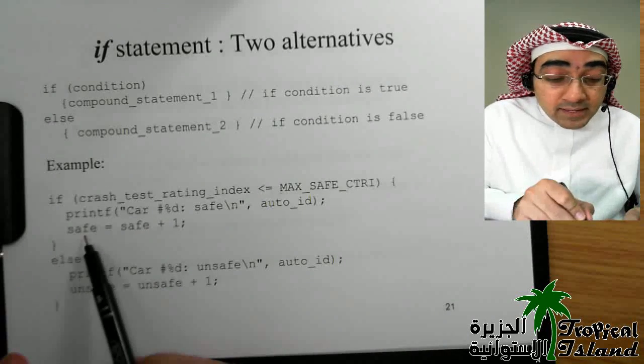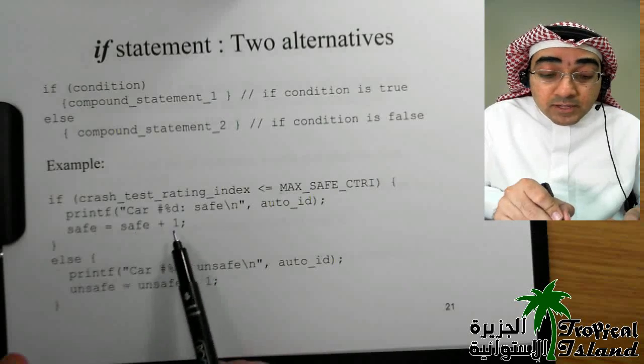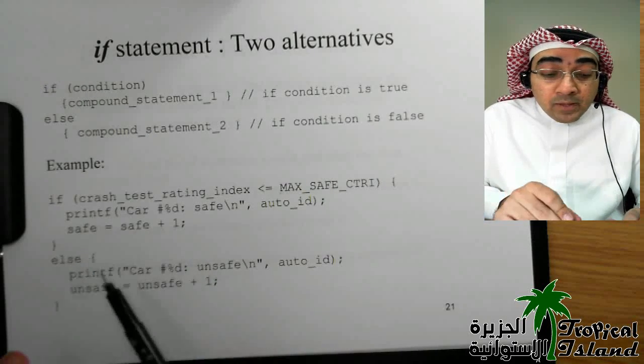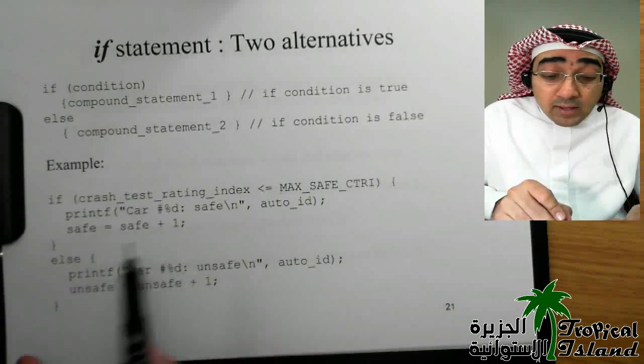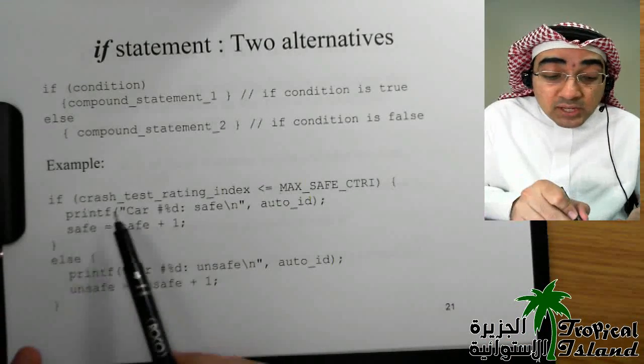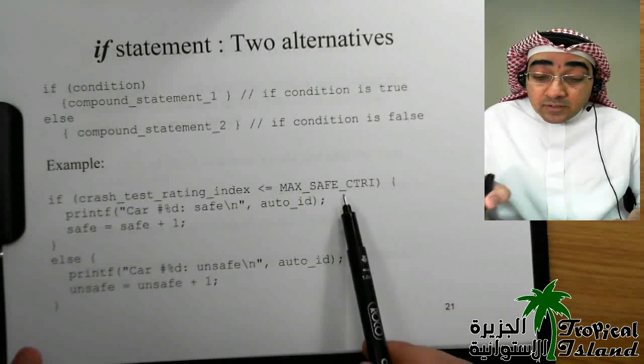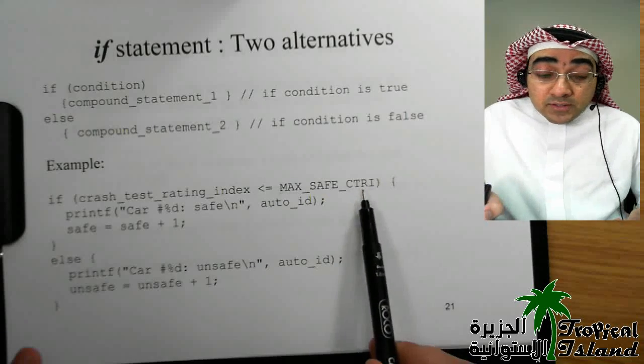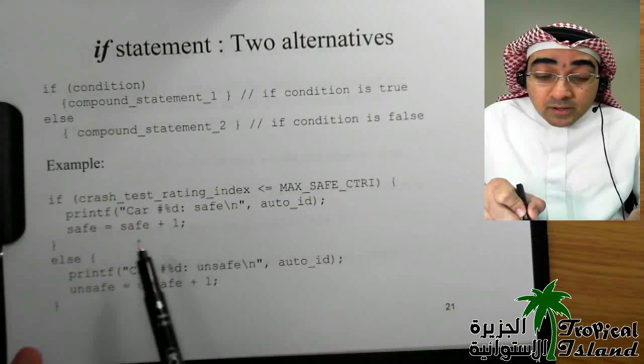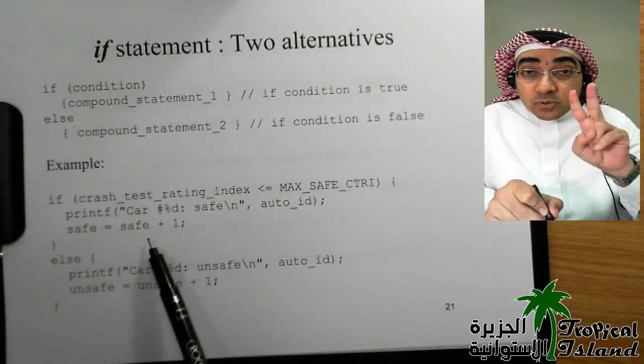Okay, and then I can add the number of cars, the safe cars, by 1. Okay, so I have 1 safe car. Then I go crash the second car and I check is the crash testing rating index is less than or equal to the safe. Suppose that this is true, so I'm gonna print the car is safe and add 1 to the safe car, so now I have 2 cars.